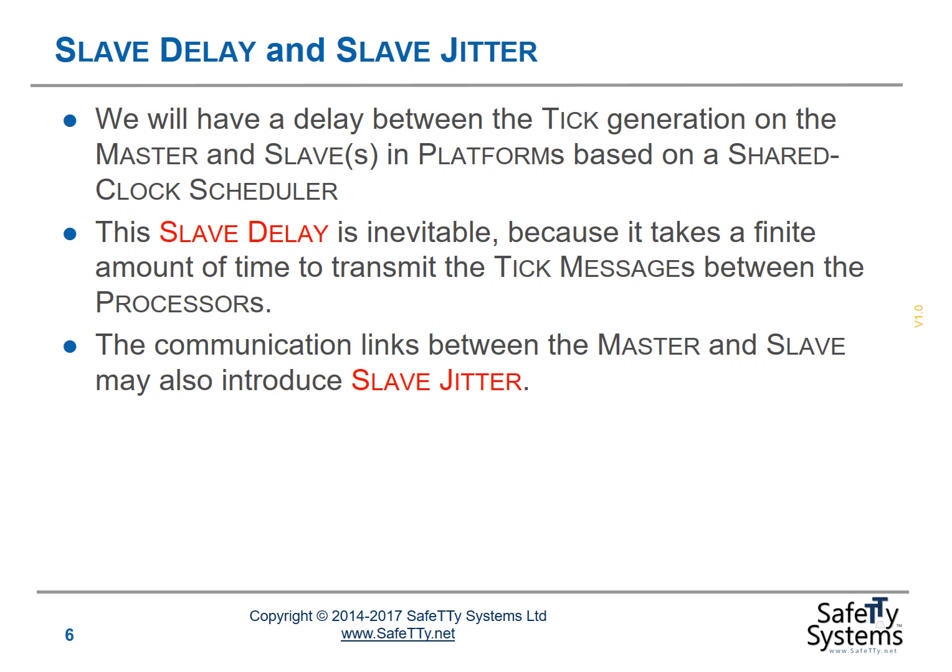We will have a delay between the tick generation on the master and slaves in platforms based on a shared clock scheduler. This slave delay is inevitable because it takes a finite amount of time to transmit the tick messages between the processors. The communication links between the master and slave may also introduce what we know as slave jitter. As always, you'll find full definitions of the terms that are in small caps on this slide, such as slave delay and slave jitter, in Appendix 1.